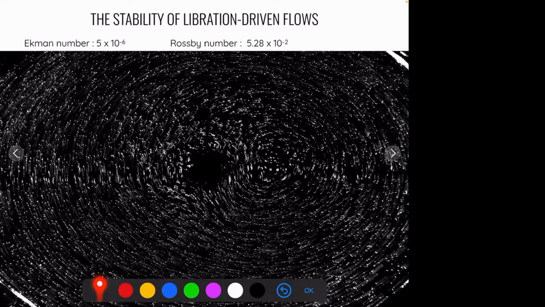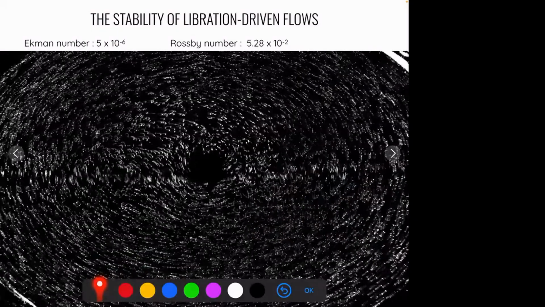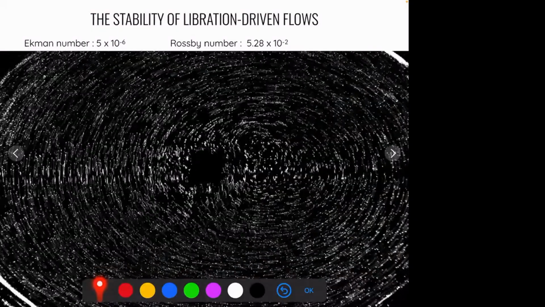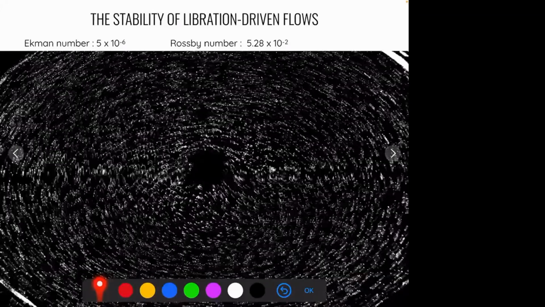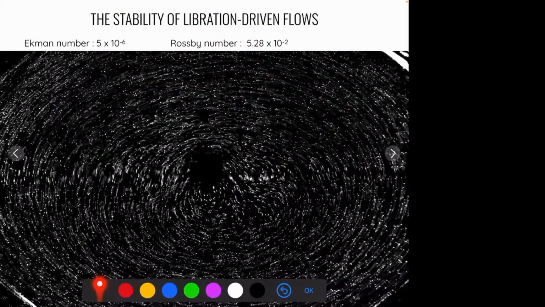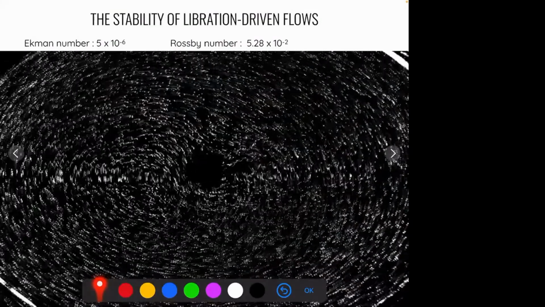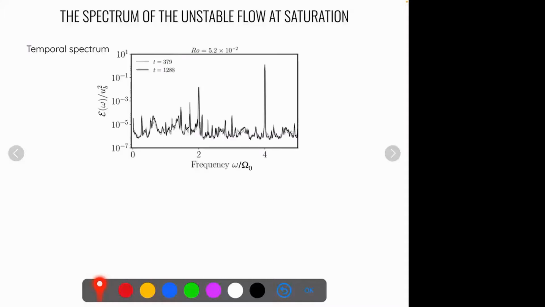And once you reach the saturation, you see this kind of very complicated flows where hopefully you can see that you have many different structures, and it's quite messy. So we would like to understand really what's going on in this flow. So to do that, the most straightforward way is to use the temporal spectrum of the kinetic energy of the flow.